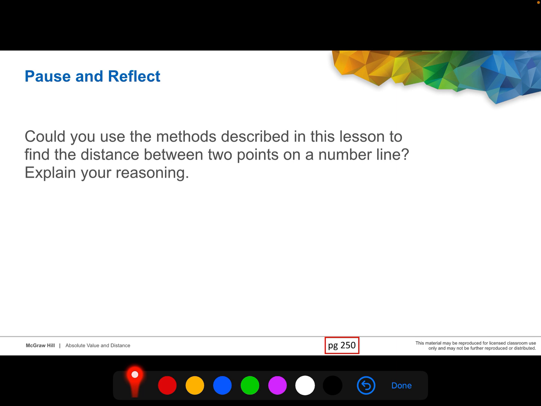Again, do you think we can use the methods described in this lesson to find the distance between 2 points on a number line? Think about it.